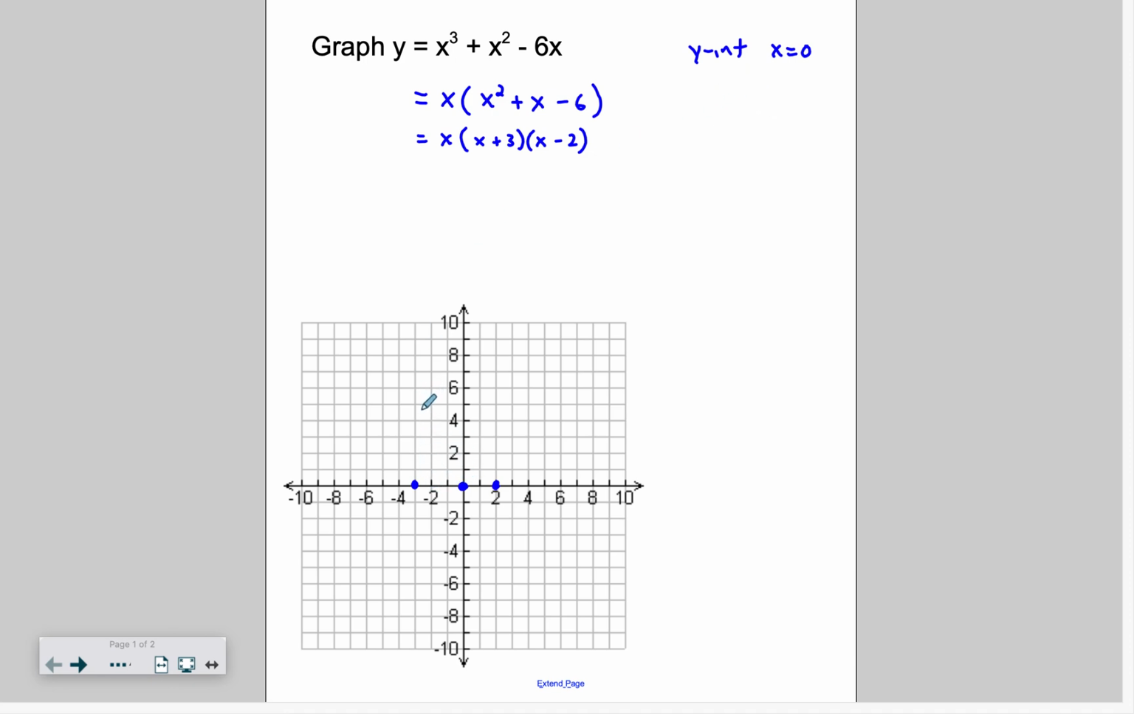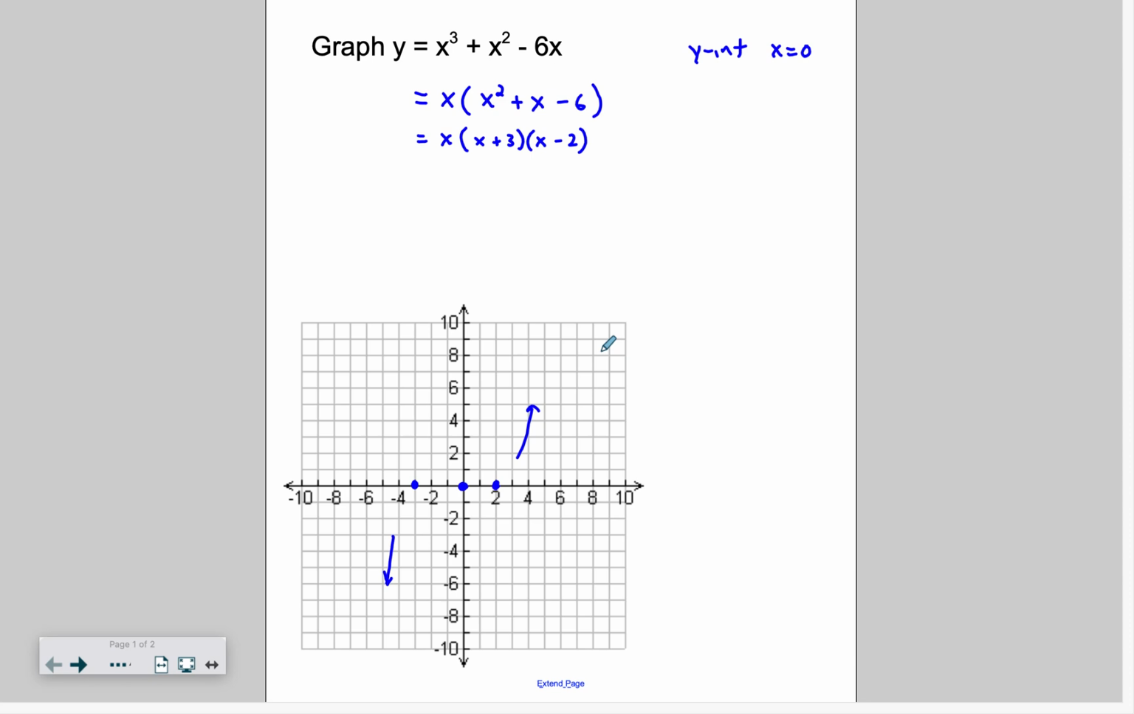The next thing we need to think about is end behavior. The way that we do that is by figuring out what the first term is. Well, it's already in standard form right here. So x to the third is my first term. It's odd and it's positive, which means my end behavior is down and up, which means my polynomial is going to aim down this way, and then on this side is going to come up in this direction. Pretty exciting.